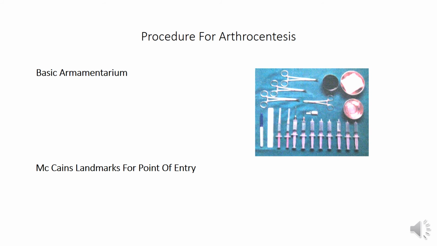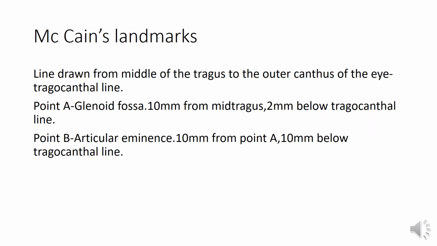To do this arthrocentesis, the McCain's landmark for entry has to be identified. How do we do that? A line has to be drawn from the middle of the tragus to the outer canthus of the eye, which is the tragocanthal line. You get 2 points: point A, the glenoid fossa, 10 mm from the mid tragus and 2 mm below the tragal line; and point B, the articular eminence, 10 mm from point A and 10 mm below the tragal line.